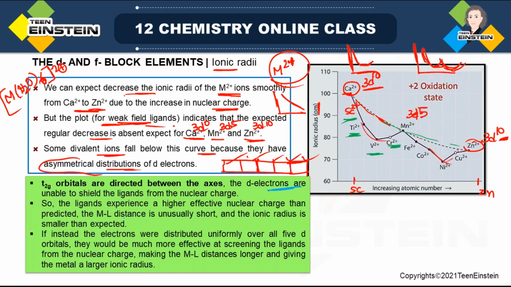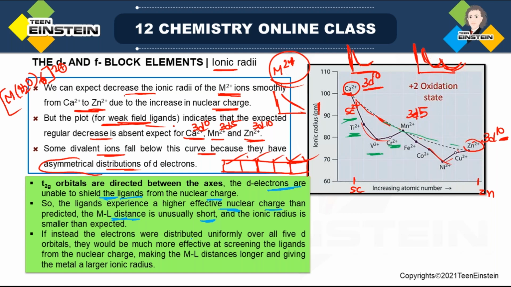And the d electrons are unable to shield the ligands from the nuclear charge because the lobes are not facing the ligands. So the ligands will experience higher effective nuclear charge than predicted because they are not shielded. As a result, the M-L distance will be short. Ionic radius will be smaller than expected.